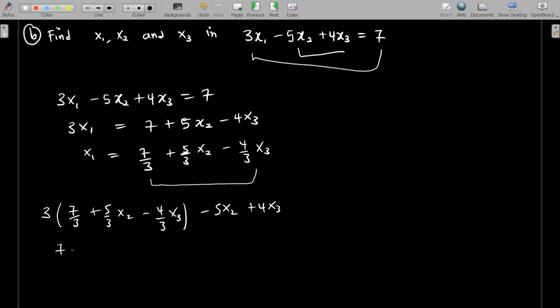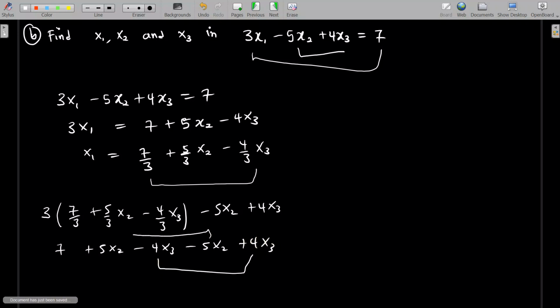I'm going to get 7 here plus 5x2 minus 4x3 and minus 5x2 plus 4x3, and this can take this away, this can also take this away, and I'm going to be left with 7. And that makes sense, right? It really makes sense here.